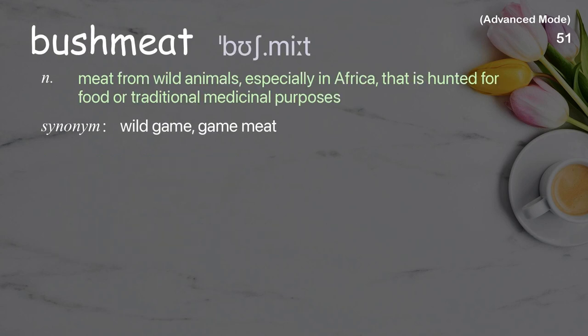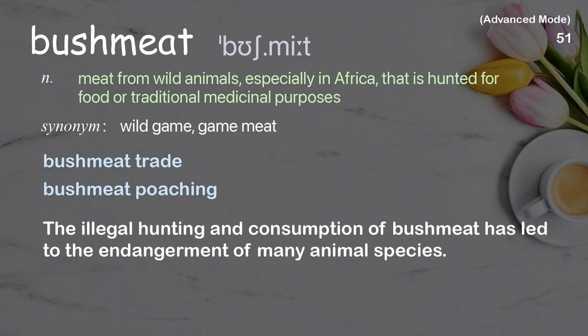Bushmeat. Meat from wild animals, especially in Africa, that is hunted for food or traditional medicinal purposes. Examples: bushmeat trade, bushmeat poaching. The illegal hunting and consumption of bushmeat has led to the endangerment of many animal species.